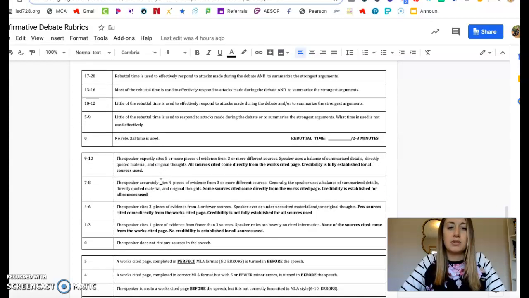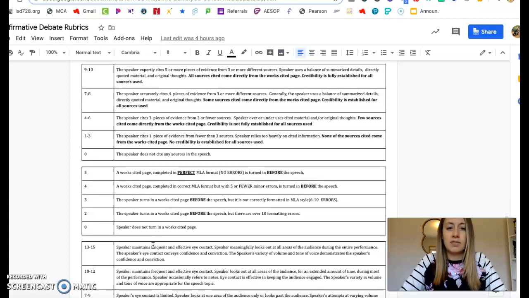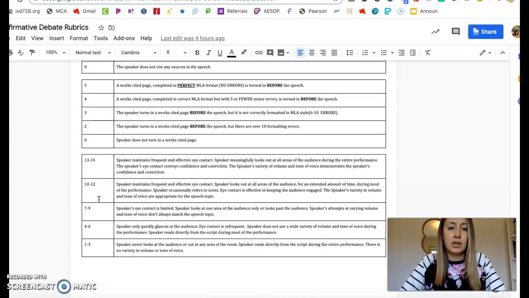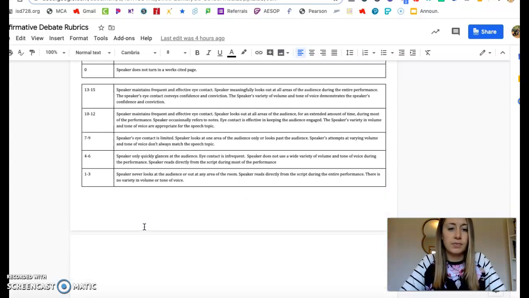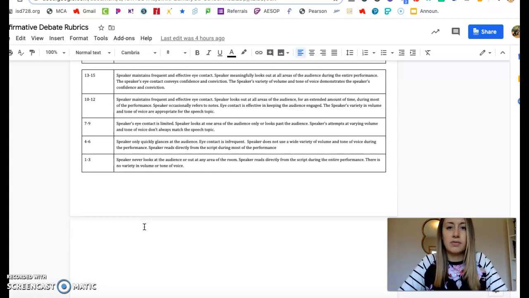20 points, the rebuttal time is used to effectively respond to attacks made during the debate and to summarize the strongest points. So, respond to what the negative side says. If the negative side brings up a point, you need to respond to it. You need to cite 5 or more pieces of evidence from 3 or more different sources. A works cited page in perfect MLA format is done and turned in before the speech. And finally, the speaker speaks with confidence, accuracy, using facial expressions, not simply reading.